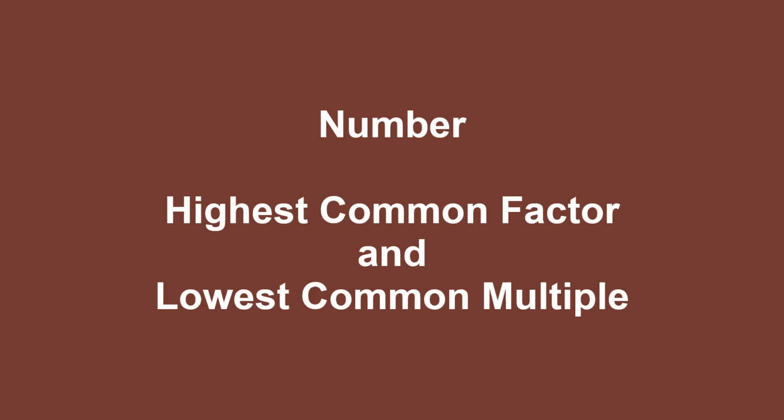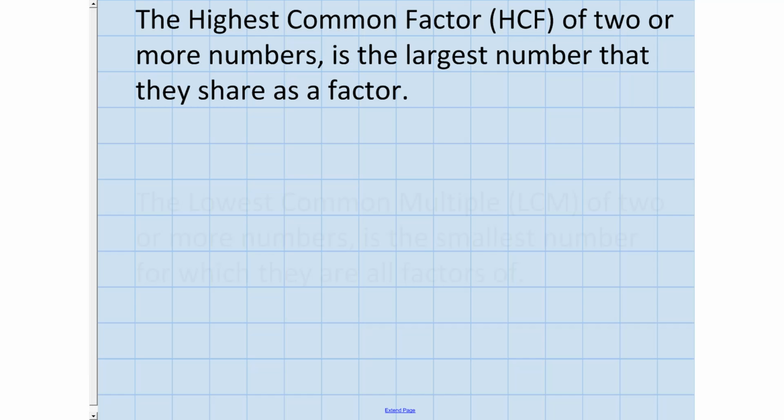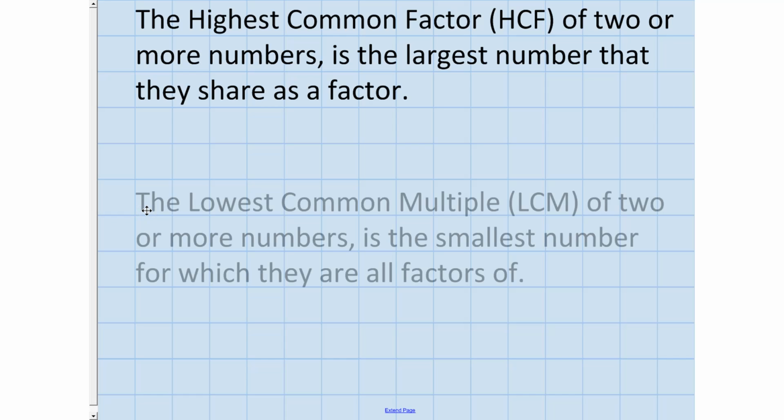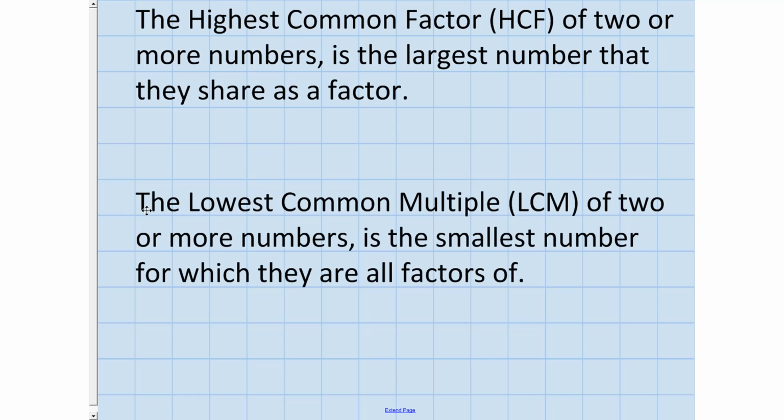HCF and LCM. The HCF, or highest common factor of two or more numbers, is the largest number they share as a factor. So it's the biggest number really that goes into two numbers. The lowest common multiple, LCM, of two or more numbers is the smallest number for which they are all factors of.